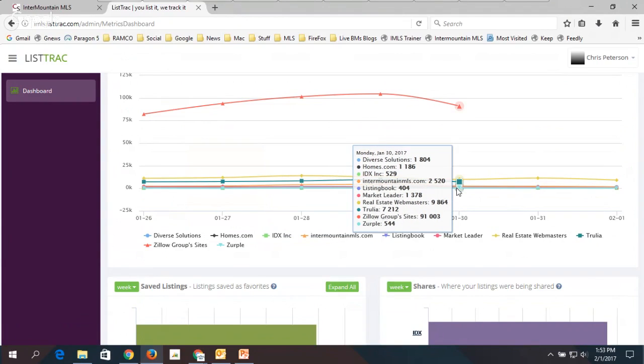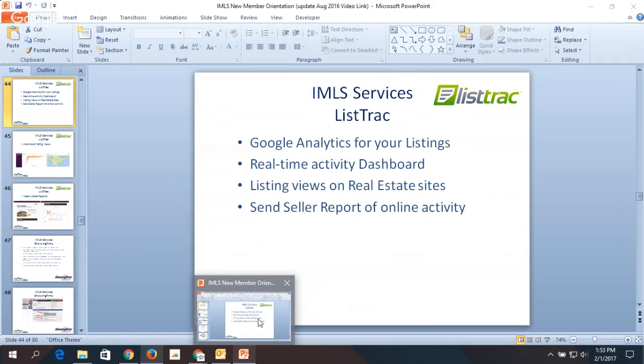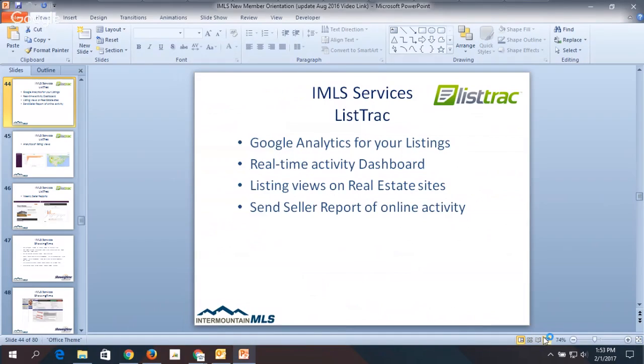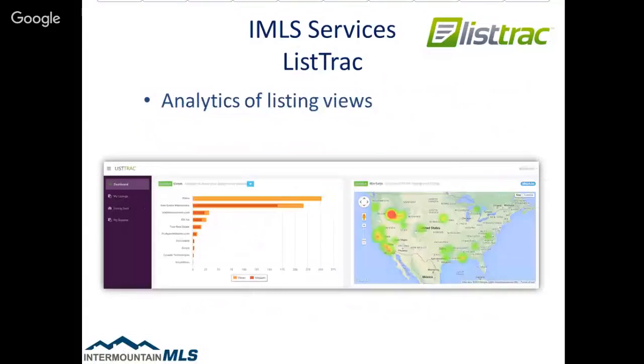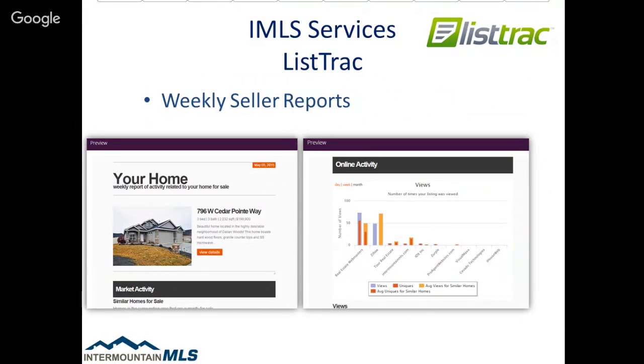And they don't have every site here. They're adding more and more all the time, but they do have Zillow. They have Market Leader, Homes.com. Those are all there. And so that's ListTrack right on the dashboard. Lets you pull that up. And you can, analytics, we talked about that. And then you can send a seller report. So if you have a seller that really likes data, you can send them a report every week that shows them how often their home's being viewed compared to similar homes, or you can send it to yourself. And that's all done via ListTrack.